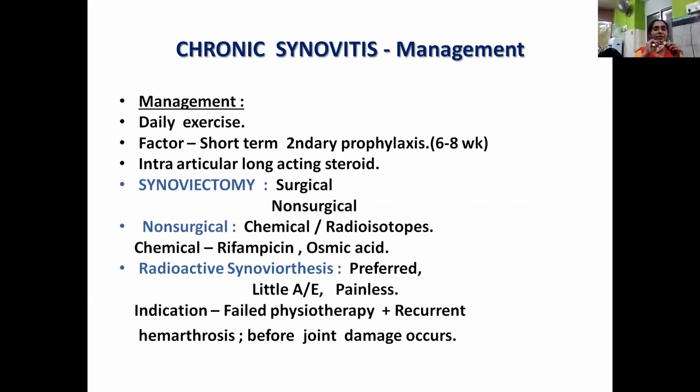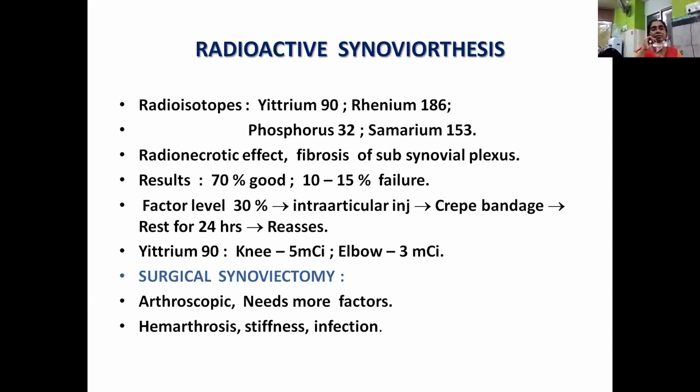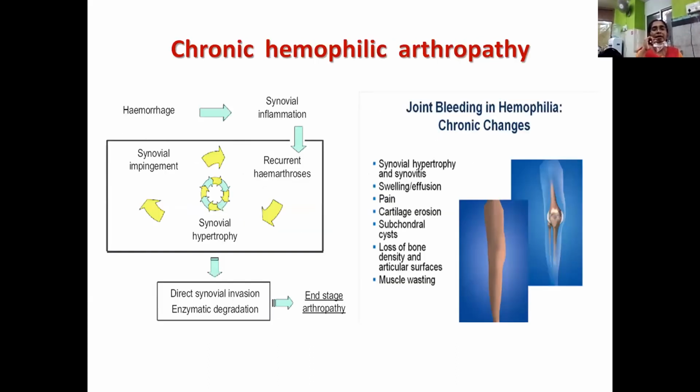Actually, this chronic synovitis is amenable to resection, either surgical or non-surgical. Among the non-surgical methods, radioactive synoviorthesis is very popular. For this, you can use yttrium. This can be done under factor coverage, and once this is done, the chance of developing recurrent bleeds is markedly reduced. Now, the next complication is chronic hemophilic arthropathy.